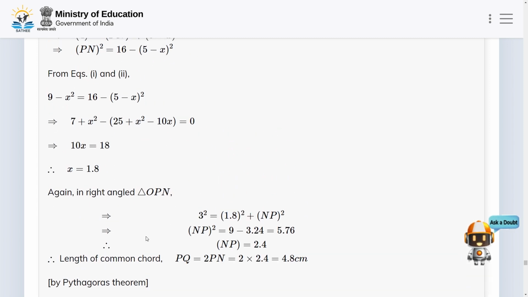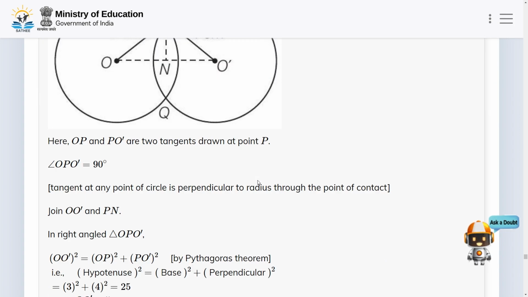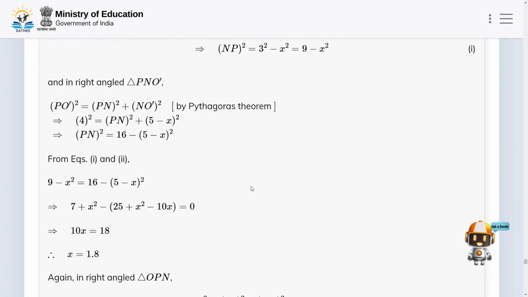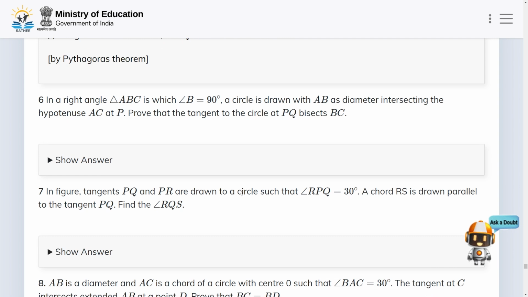So the length of the common chord is equal to 4.8 centimeters. And now let us move to the next problem.